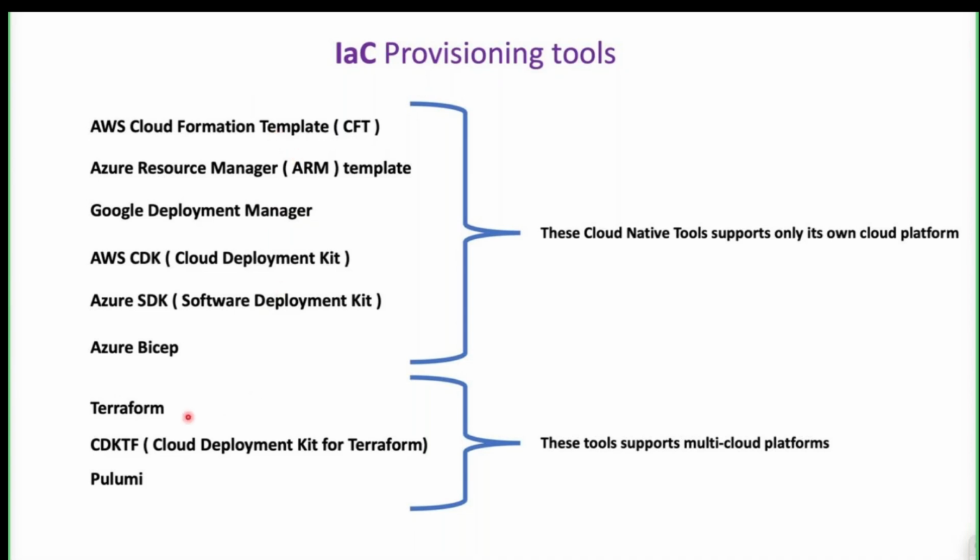But if you go for Terraform, CDKTF or Pulumi, these are multi-cloud platforms. What does it mean? Using these tools, you can create infra on multiple platforms such as AWS, Azure, GCP, VMware, Kubernetes, whatever it is, right? So from here we will extract these three. Now out of these three, we will see why Terraform is the best tool.